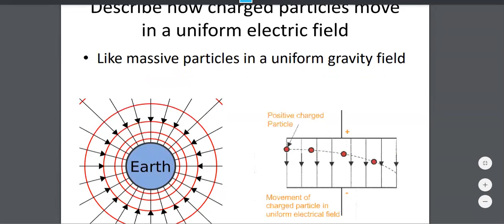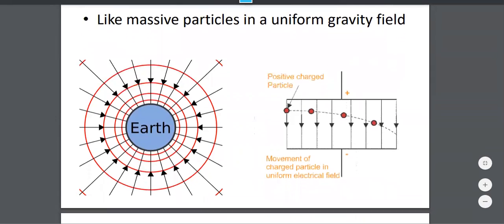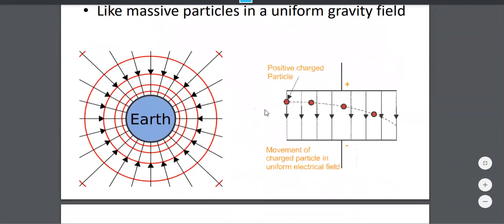All right. Describe how charged particles move in a uniform electric field. I say, well, it's like massive particles in a uniform gravity field. Same idea. The same physics that we studied with projectiles moving applies to charges moving in electric fields. The only difference is that gravity is always down, while things can move up in an electric field.